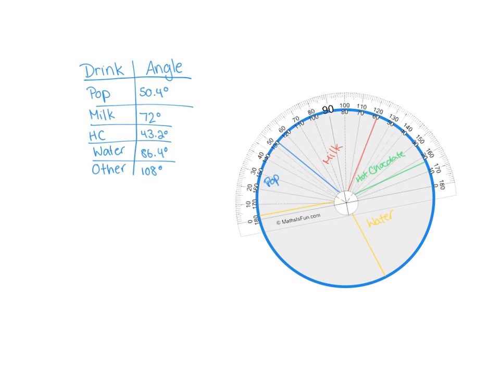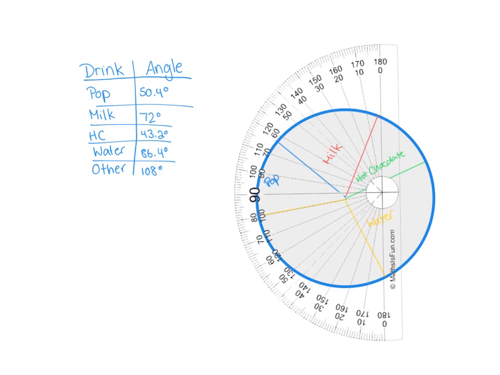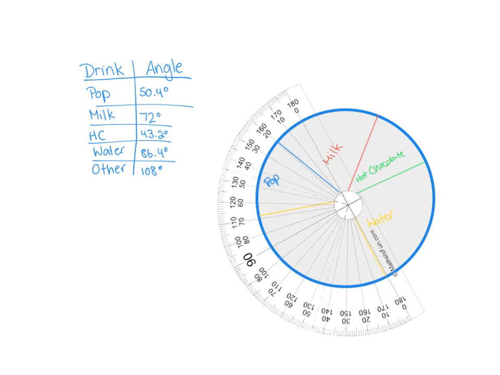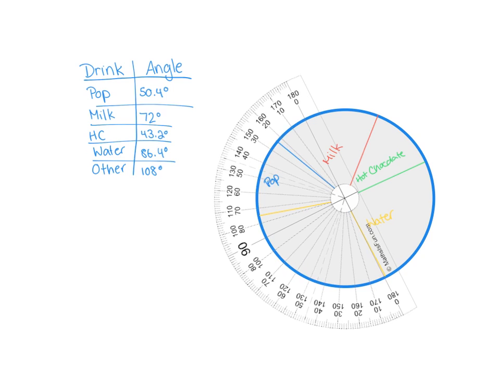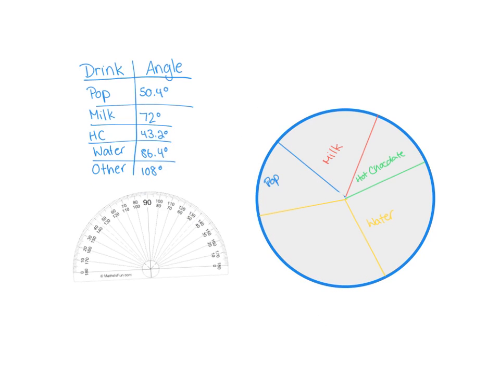Then you just go back and double check. So if I look here, yep, that's a lot closer to 50. And if I line this one up here, then yeah, that's closer to 108. Okay? So try your best. You'll have an easier time with a real protractor, but it's okay if you're rounding a little bit to get those answers, and then just make sure that you label each section.